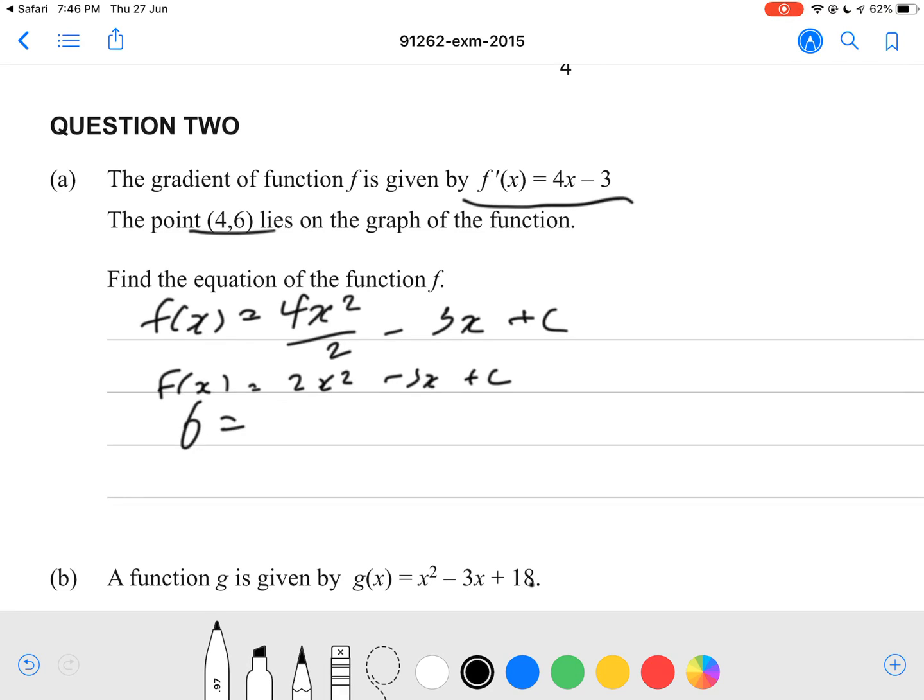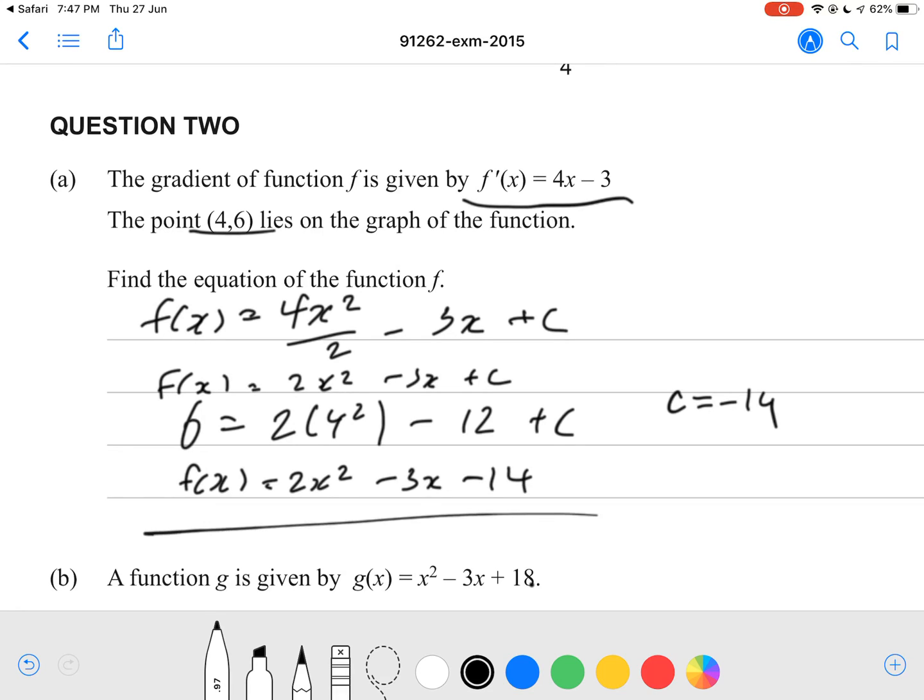So 6 equals 2 times 4 squared minus 12 plus c. If we plug this into our calculator, we should get that our c value is negative 14. So therefore, we should rewrite our function as f of x equals 2x squared minus 3x minus 14. Not 3x squared, 2x squared, okay? And that will get you your achieved grade here.